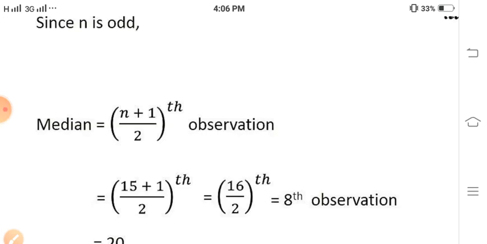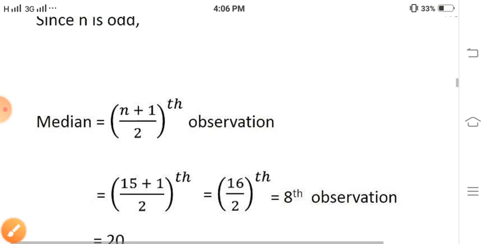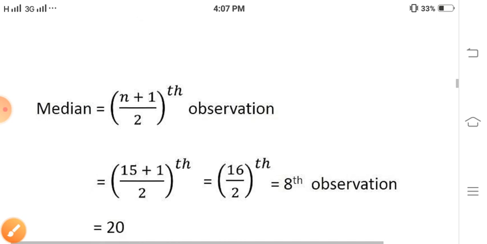By using the formula, if n is odd, n means the number of observations, then the formula of the median is (n plus 1) by 2th observation. So in this case, n is 15, total number of observations is 15. So it is equal to 15 plus 1 upon 2, which is equal to 16 upon 2. 16 upon 2 means 8th observation.